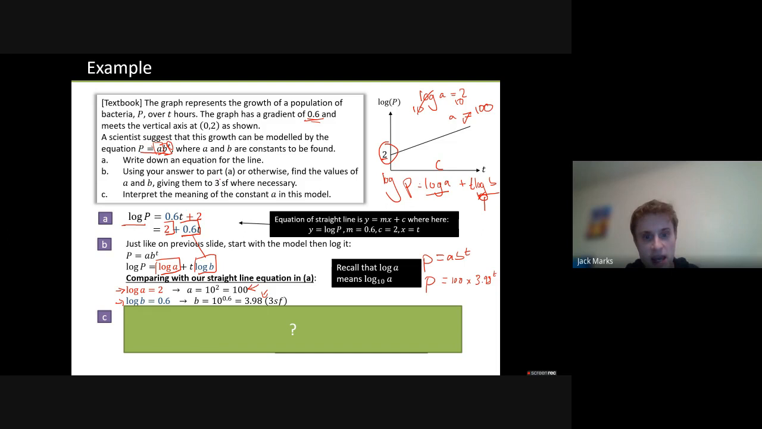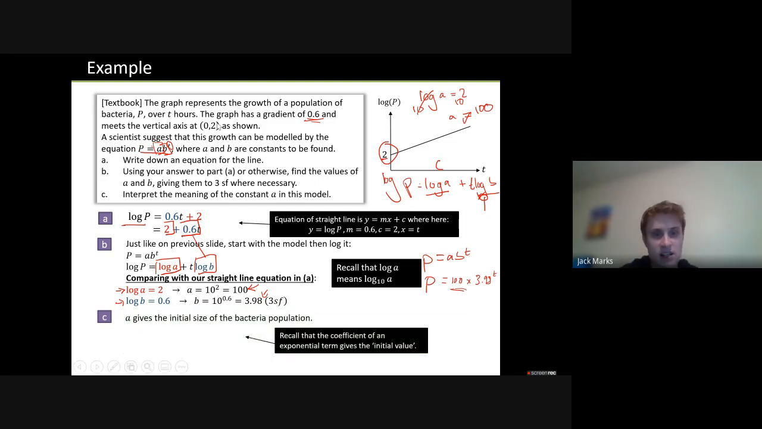Interpret the meaning of a. We did this earlier in the chapter. So when t is 0, this will be 1. This will be 100 times 1. A is going to be the initial size of the population of bacteria in this case.